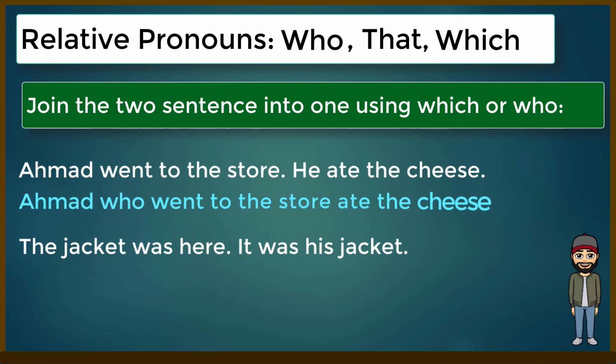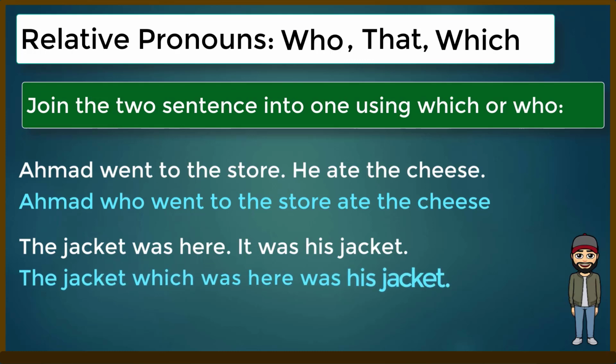The second sentence: the jacket was here. It was his jacket. How do we join these two sentences? The jacket which was here was his jacket. So in this one we used which because we're talking about the jacket, a thing.